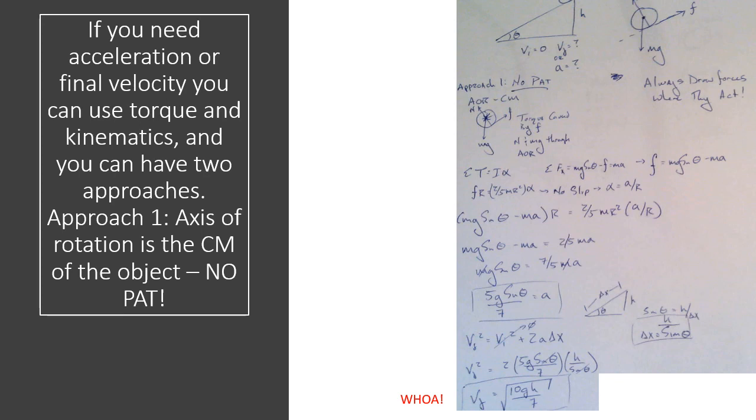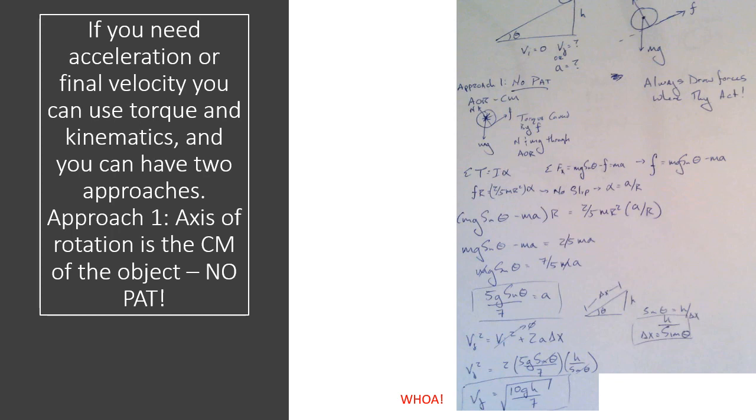All right, so maybe we don't just want velocity. Maybe we need acceleration, or maybe that's all we need is acceleration. In which case, we're going to have to take a different approach, because energy is very good at getting you a final velocity. Energy is not very good at telling you what acceleration or time would be. All right, and maybe we need those pieces. In which case, we have two approaches. We can use PAT or we can not use PAT.